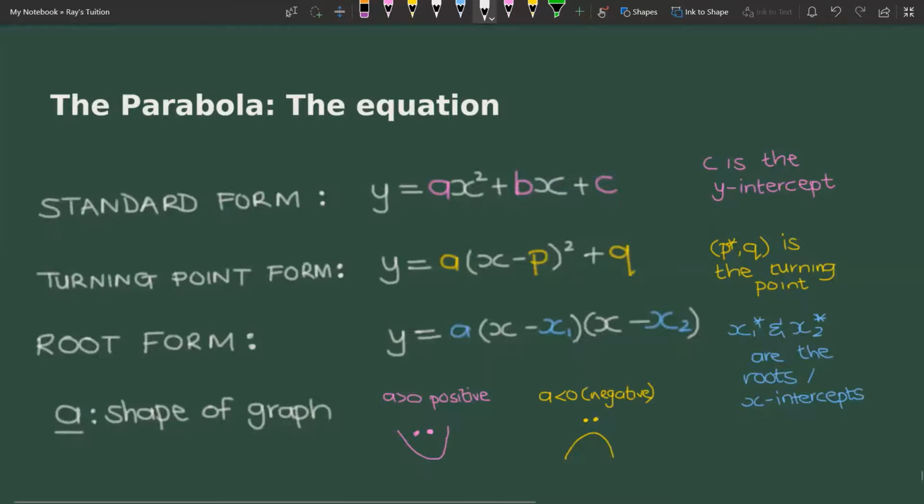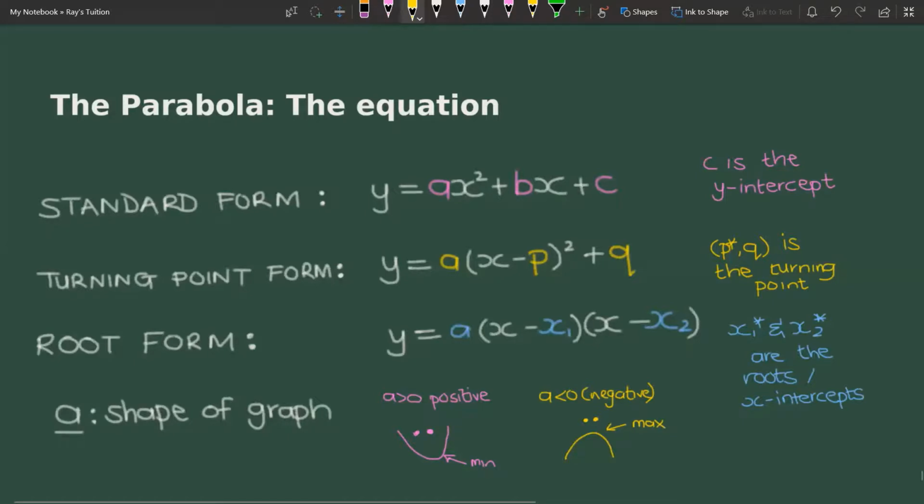Can you see it's a positive? It's a happy smiling face. And this shape of the graph always has what we call a minimum value. So this here has a minimum value. When A is negative, then what we have is this downwards facing parabola, and this graph would always have a maximum. So A would dictate which of the two classes that we are dealing with.